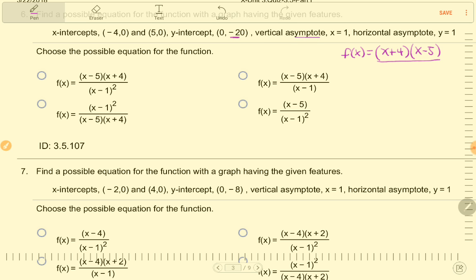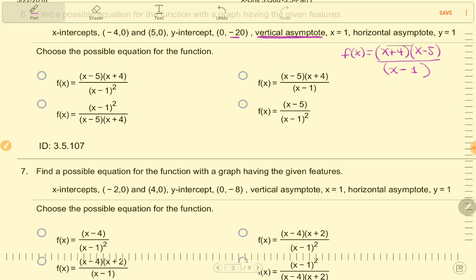We have a vertical asymptote at x equals 1. Vertical asymptotes represent restrictions on the domain, values that would make the rational function undefined. So that would mean that I have a factor in my denominator, x minus 1. Because then if I plug in 1 for x, I will get 0 in the denominator, which will make my function undefined, and then it makes sense that I have a vertical asymptote there.